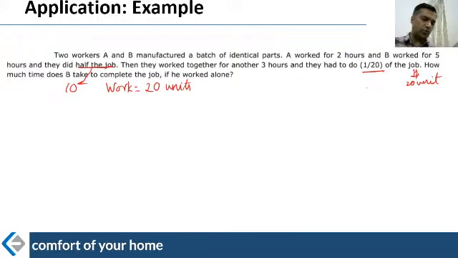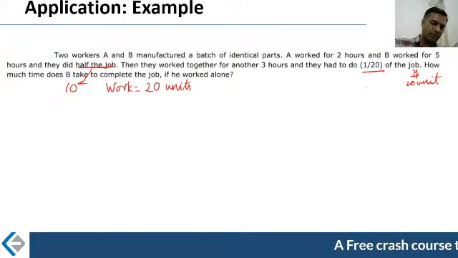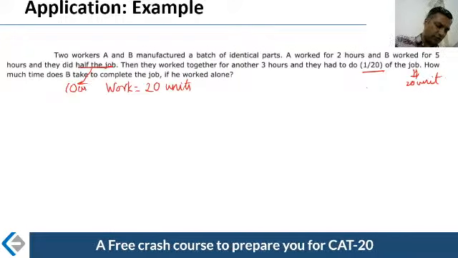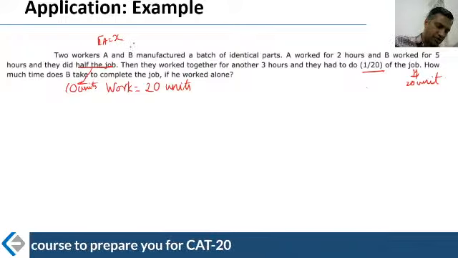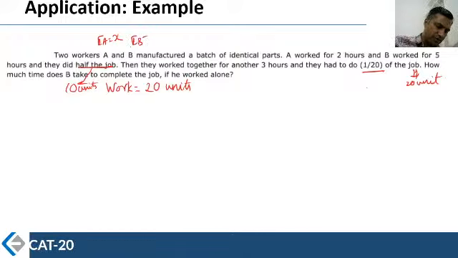Now you also looked at that 1/2 factor there. So half the job is nothing but how much? 10 units. Now listen to this question, guys. What is the efficiency of A? Let us say efficiency of A is equal to x units. What is the efficiency of B? Let the efficiency of B be equal to y units.